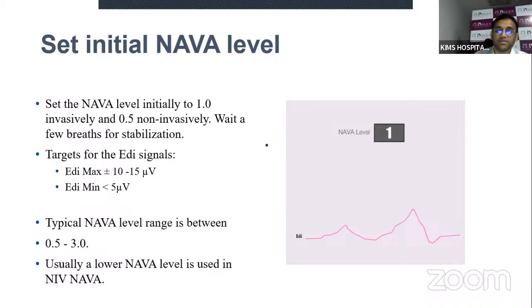At that level of support, we will see how much stimulus the brain is providing for the diaphragm to contract, and based upon this EDA max and EDA minimum, we will need to adjust the NAVA level. So how will we do it? We will go into the further slides.